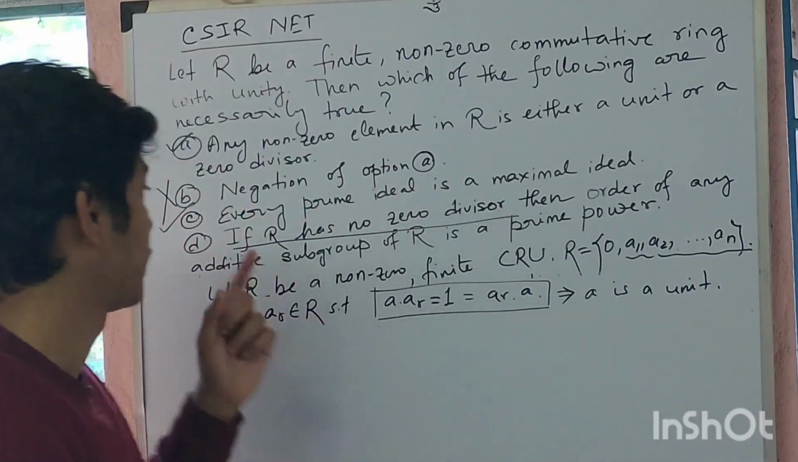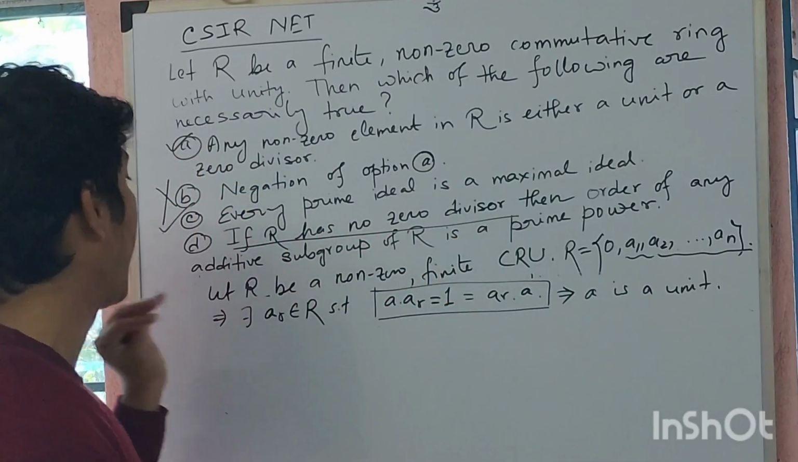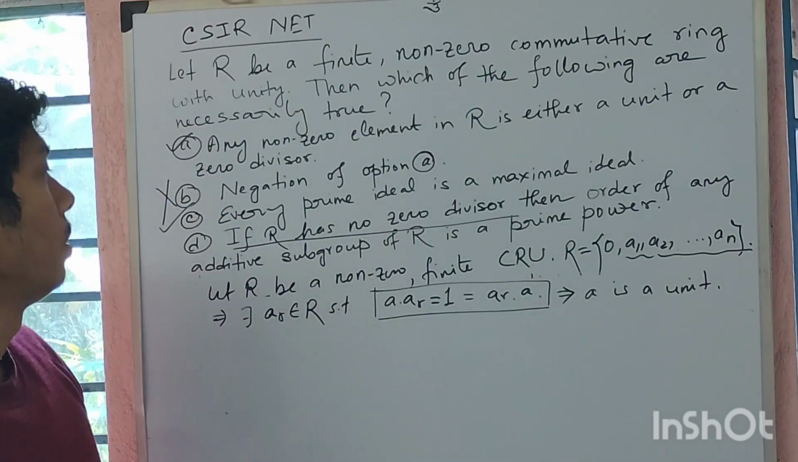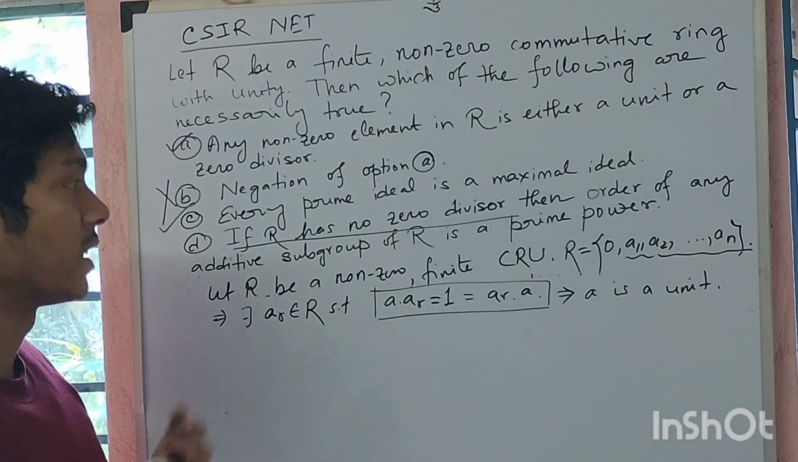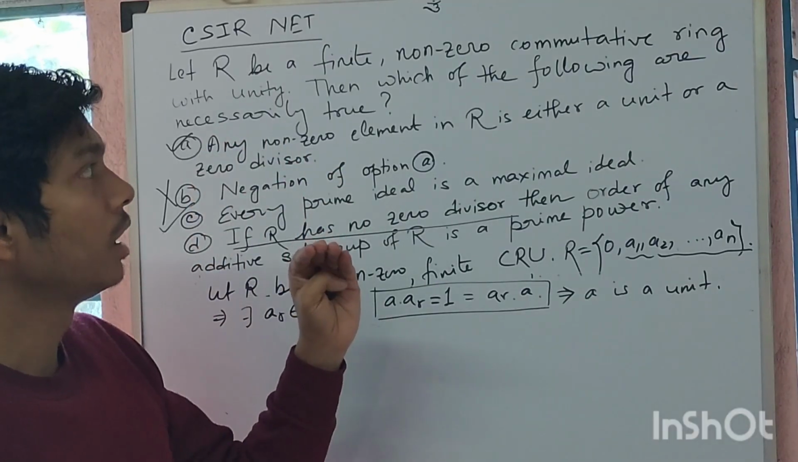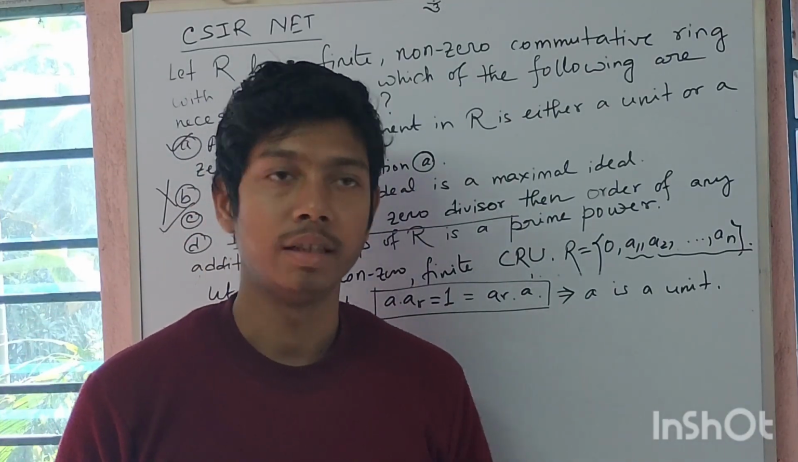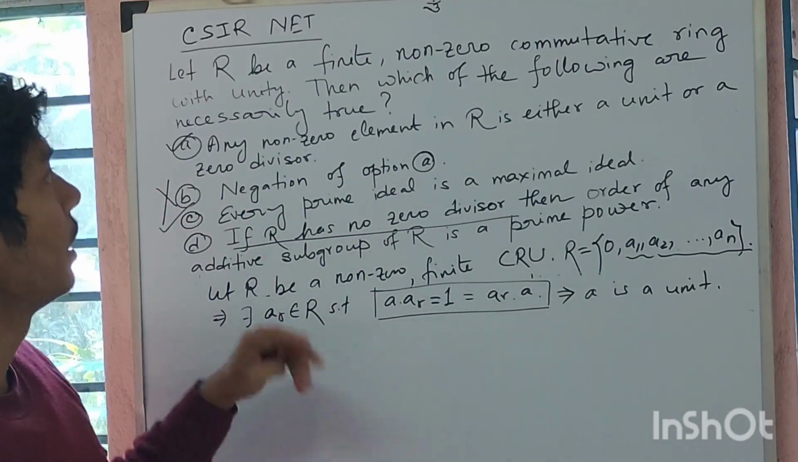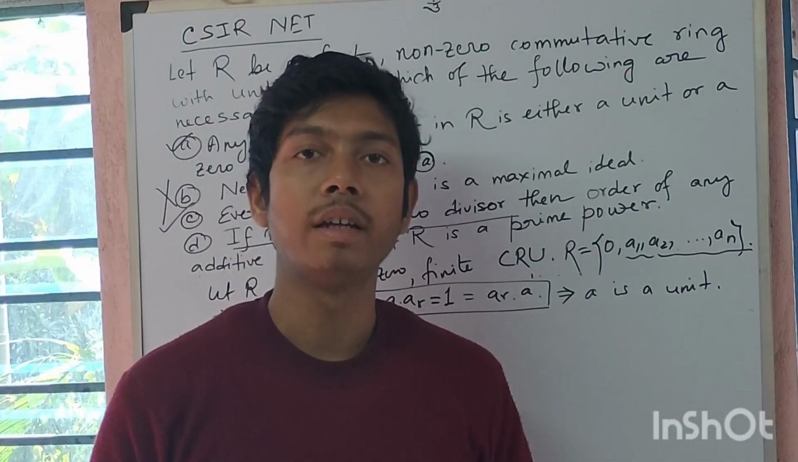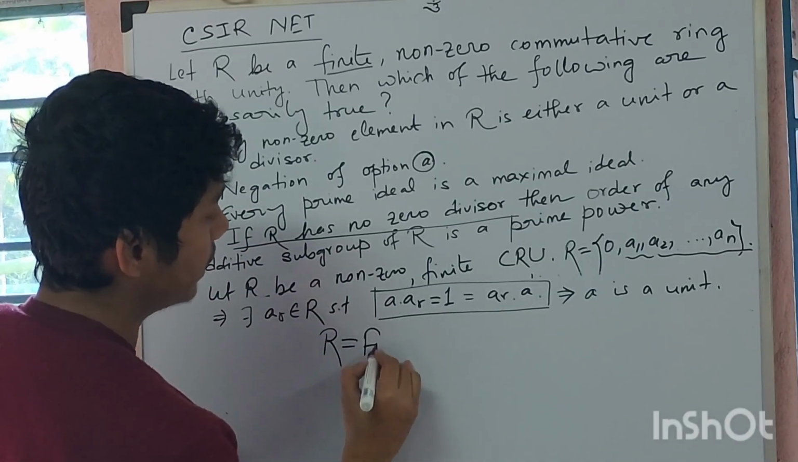Now go to the fourth option. It has been said that if R has no zero divisor, then the order of any additive subgroup of R is a prime power. Now if R has no zero divisor and it is a commutative ring with unity, then it is an integral domain, is it not? So R is an integral domain and it is finite. A finite integral domain is always a field. So in that case, R becomes a field.